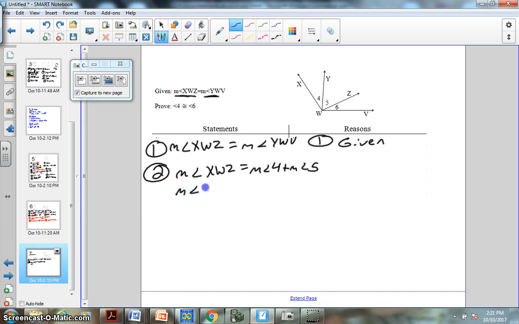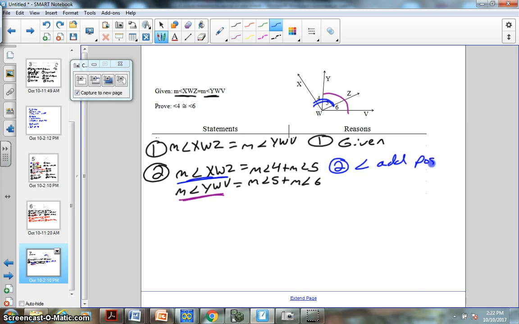And the measure of angle YWV is equal to the measure of angle 5 plus the measure of angle 6. I'm going to do those in color so you guys can see that. So YWV, it's right here. And XWZ, that's right here. So that's where I got those from. So that is, of course, my angle addition postulate.